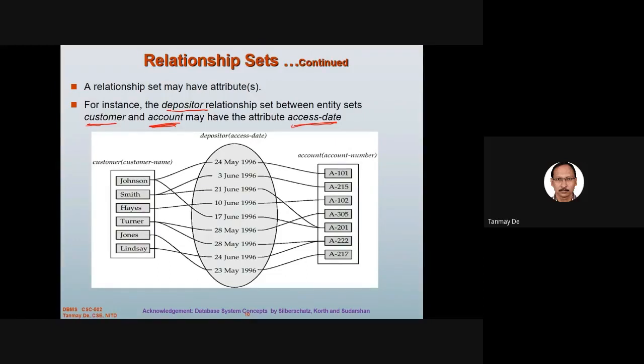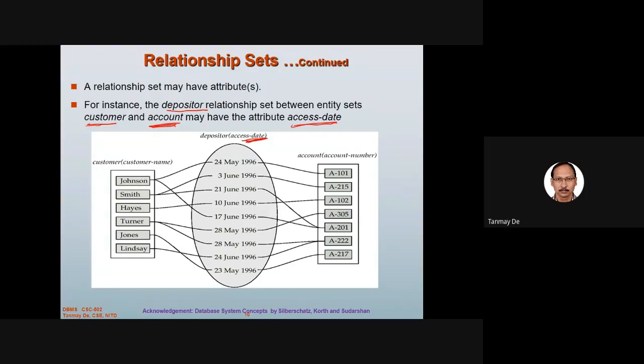In the previous case where the access date is not there, how do we describe the depositor? By the customer name and account number. In the previous case, customer name and account number, where no additional or descriptive attribute is present. But in this case, a descriptive attribute is present, the access date.